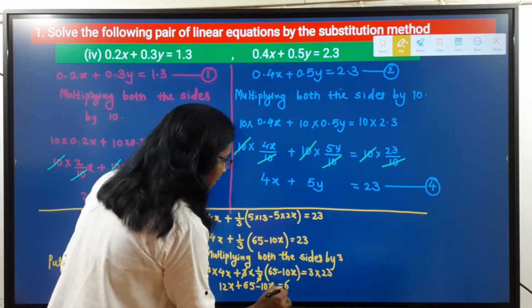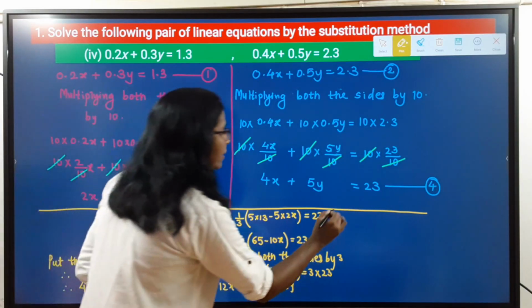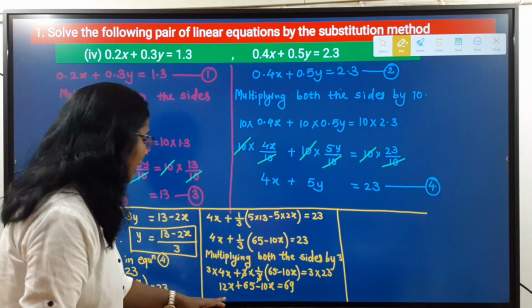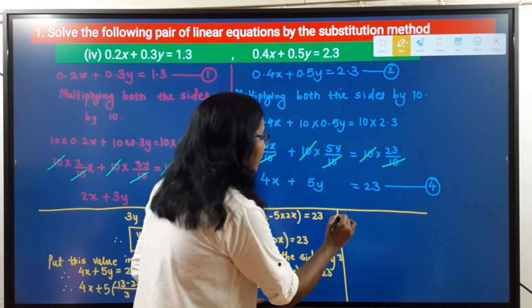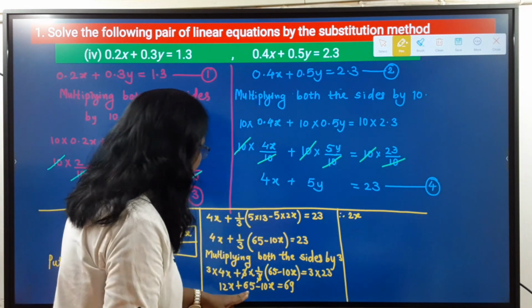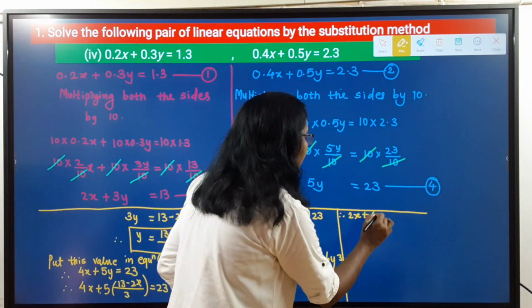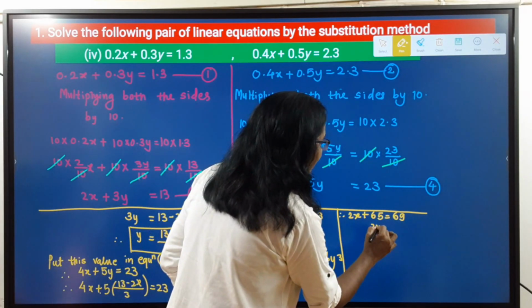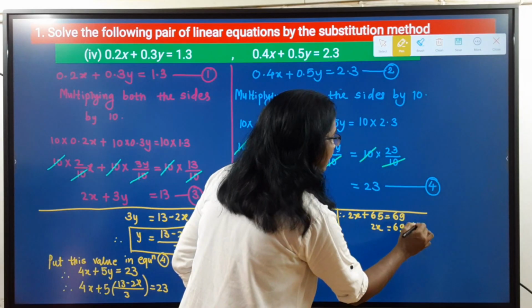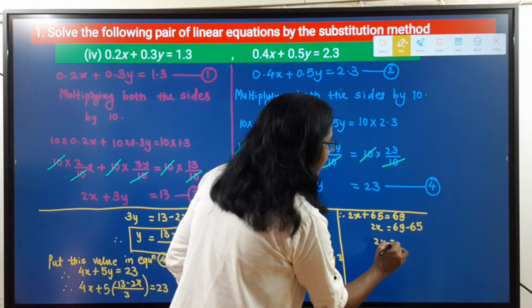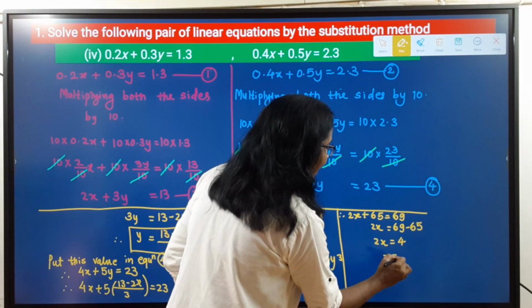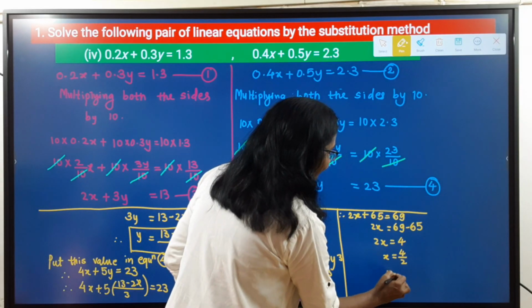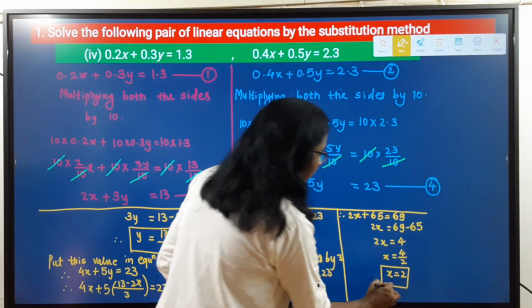So that means here 69. Then further simplify this equation as 12x minus 10x, and therefore it is 2x. Then 2x plus 65 is equal to 69. So that means here, students, 2x is equal to 69 minus 65. Therefore 2x is equal to 4. So that means x is equal to 4 upon 2. So x is equal to 2.